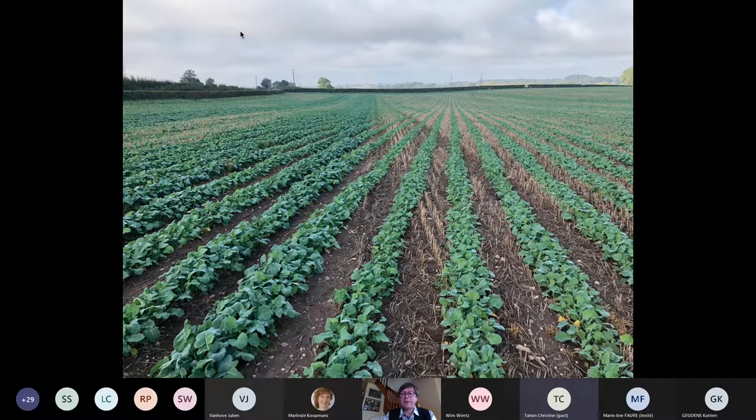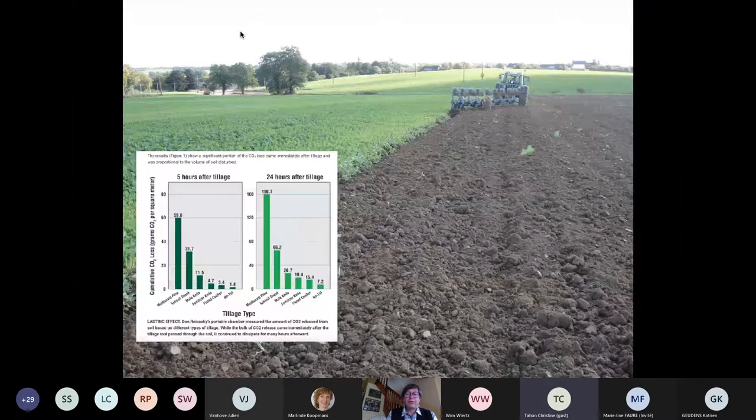lot of mineralization. And this has been shown by one of my friends, Don Reicosky, in the United States. And he was measuring how much CO2 you get after 5 hours of tillage or 24 hours of tillage. And you really see a big difference between the moldboard plow and a no-till, which are the two extremes. You can really picture that tilling was just like opening a bottle of champagne. You get a lot of CO2 leaving the soil.